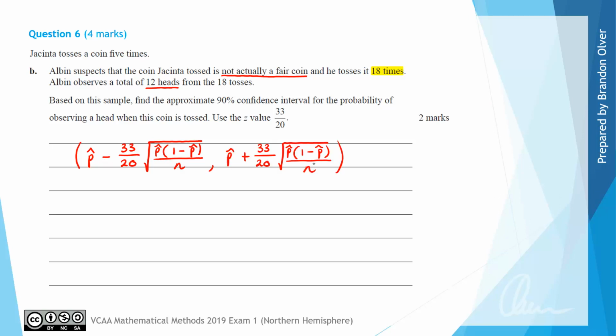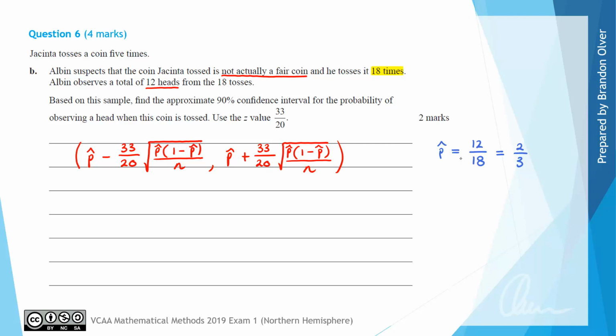So now that we know how we're going to construct the 90% confidence interval, we want to just calculate a couple of things. The first one being p hat, which is going to be 12 heads which were observed out of a total of 18 tosses, which simplifies to 2 on 3 as a fraction.